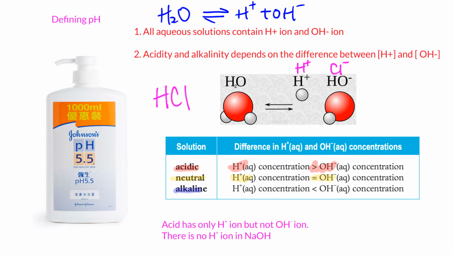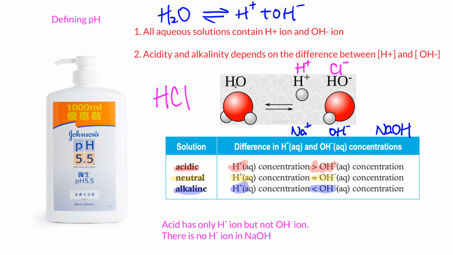But the other way around, if you have H plus ion less than OH minus, that means you have more OH minus. For example, if I add NaOH into it, then you have more OH minus than H plus. Then you will find that the solution will be alkaline.